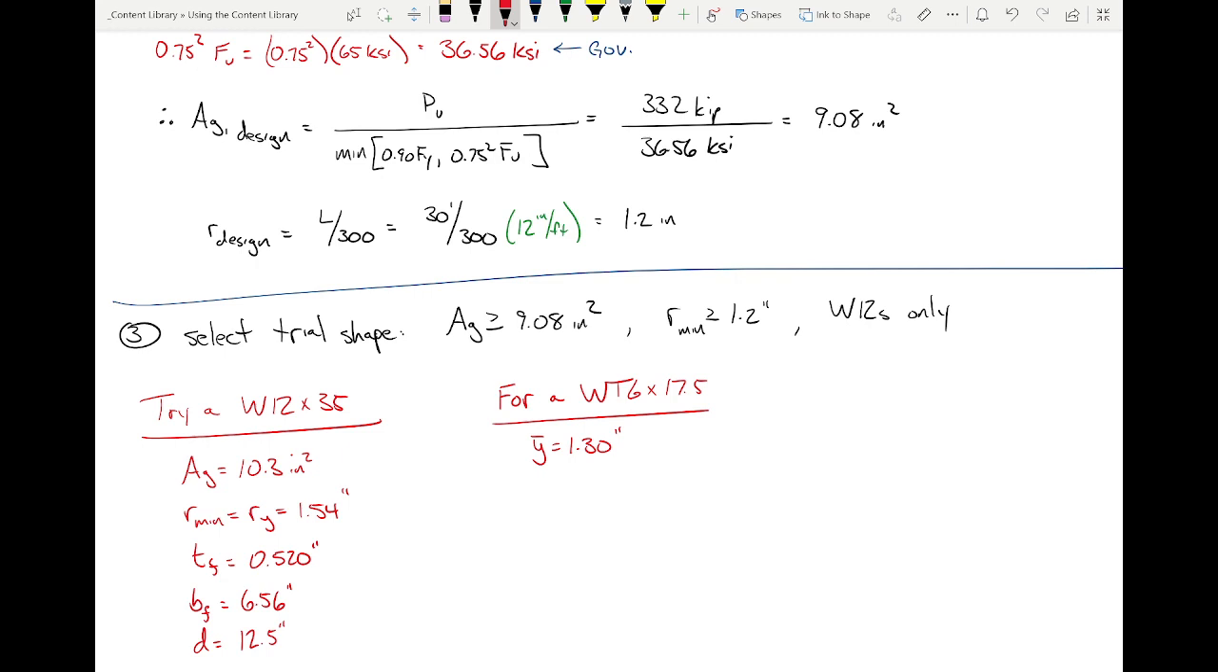Any questions? Now remind me, how much load is this member designed to withstand? Okay, 332 kips. So it's designed to withstand 332 kips. Let's see if it has a capacity of 332 kips.